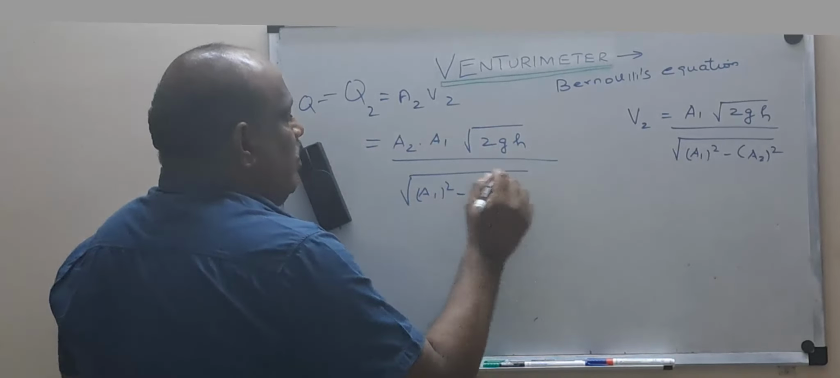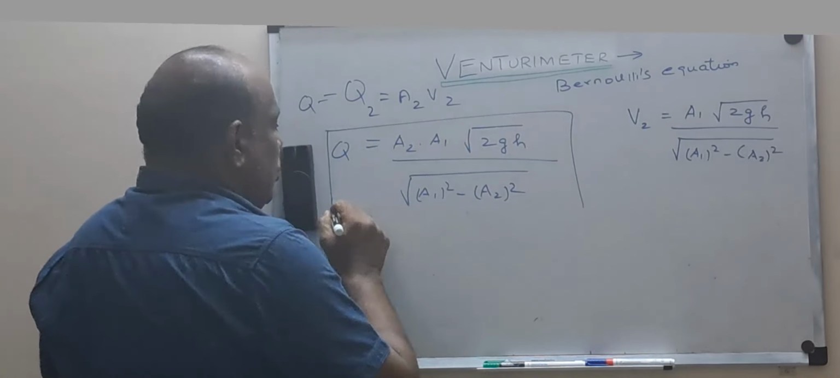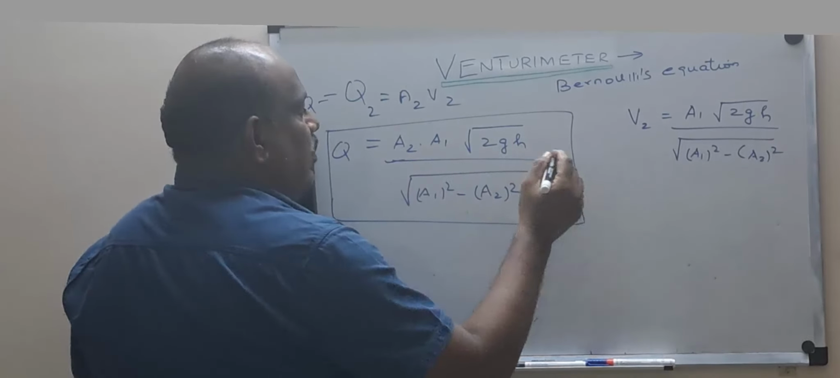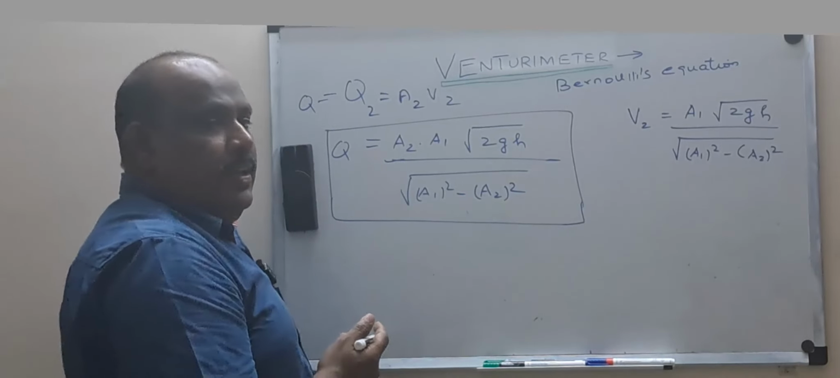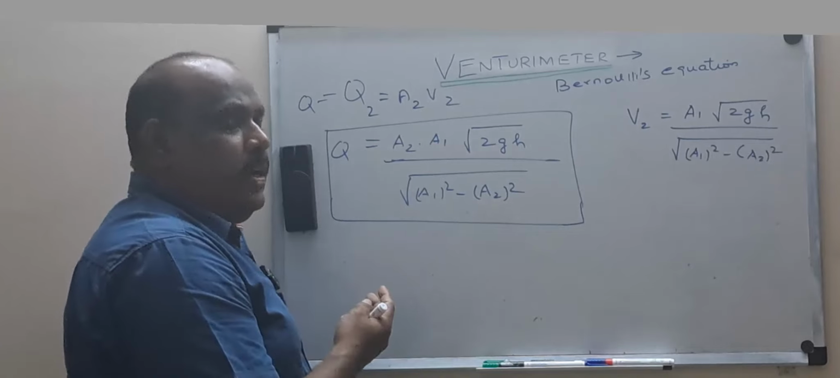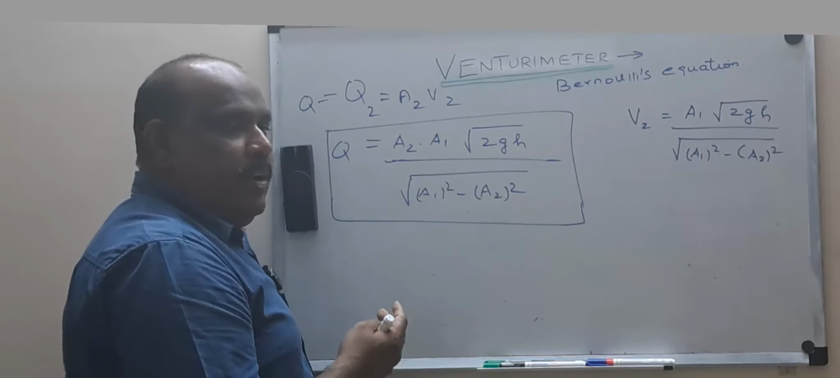Now which one have you found out? Q. What is Q? Area into velocity. What is the physical meaning of Q? What is Q called? Now we discuss discharge. Meter cube per second. What is that? Discharge or volumetric flow rate.